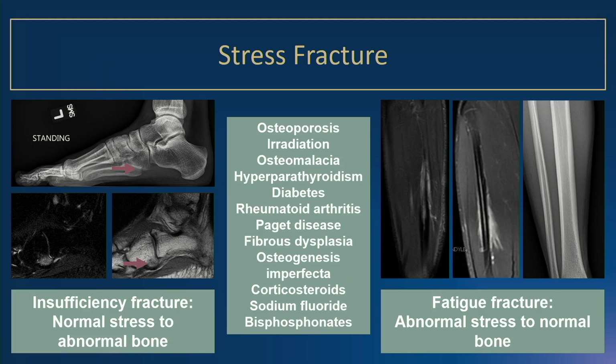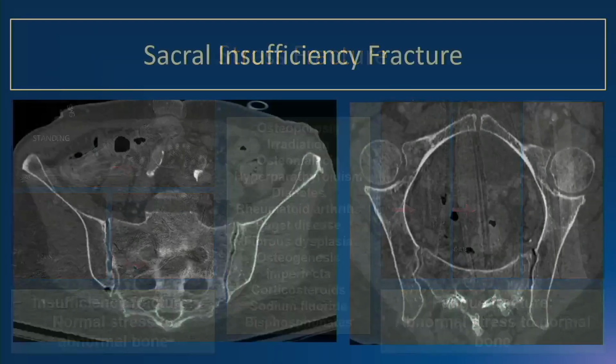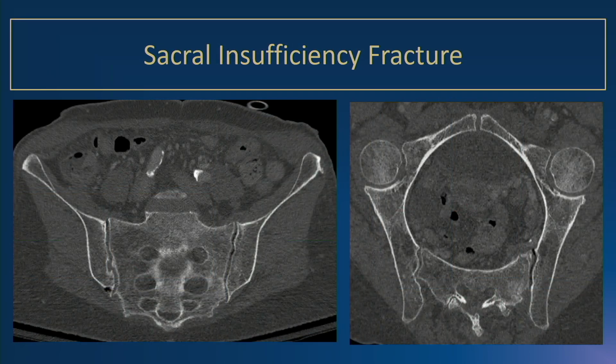Fatigue fractures happen when you apply excessive repeated force to normal bone, as we can see in this fibular stress fracture on the right. The sacrum is a really common place for insufficiency fractures, especially in our patient population. These can be very easily missed on radiographs because there's often overlying stool and bowel gas.